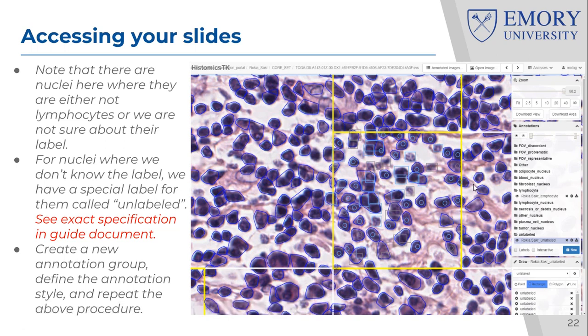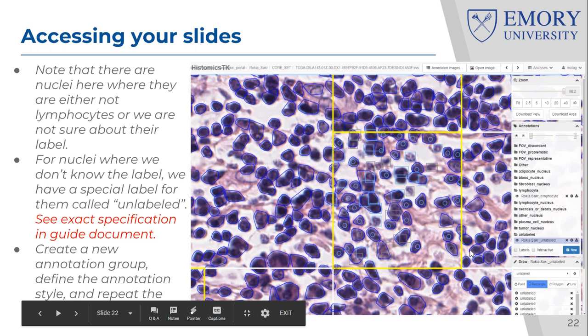And yeah, I guess that's it to this point. Now look at this nucleus, for example. This one, the algorithm thinks it's a lymphocyte, so it gave it a blue outline. The algorithm got the boundaries correct. So what do I do in this case?